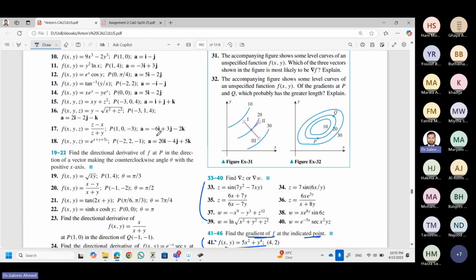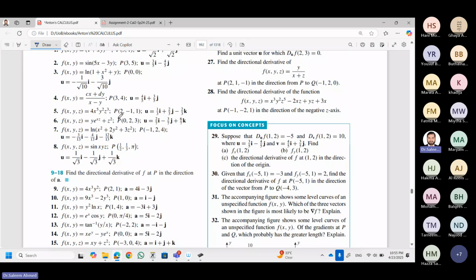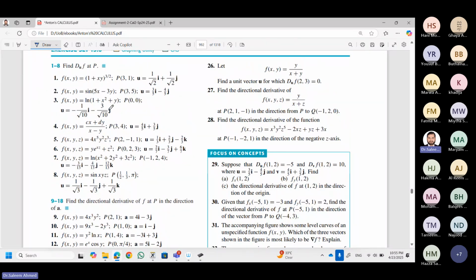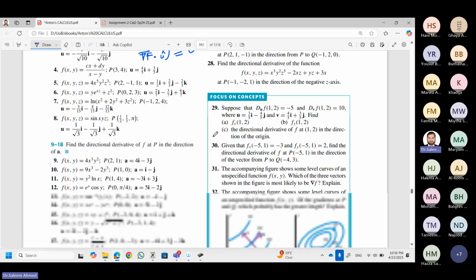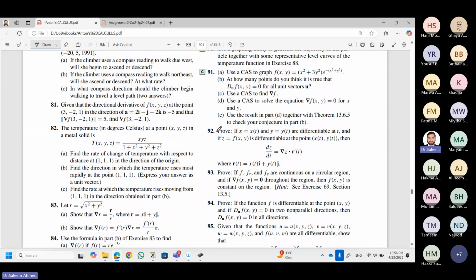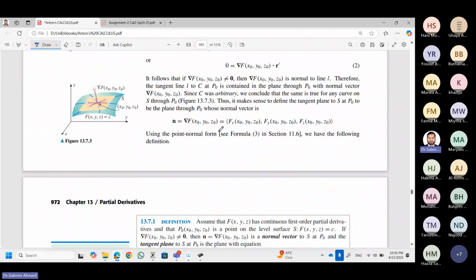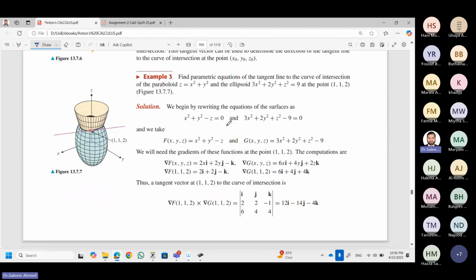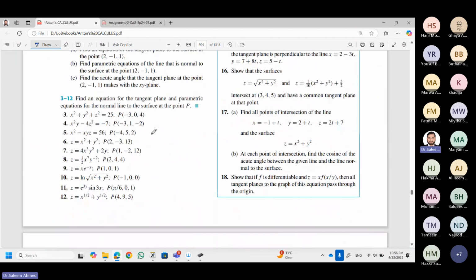So if you look at these questions you see here, they said find the directional derivative in the direction of u. So see, u is given. From here, you can find the gradient of f, and then take the dot product with u, which is given here. That gives you the directional derivative. So these are very easy questions. But the gradient also has applications in the equation of the tangent plane and normal line, right? For example, here, they said find the equation of the tangent plane and parametric equations of the normal line.